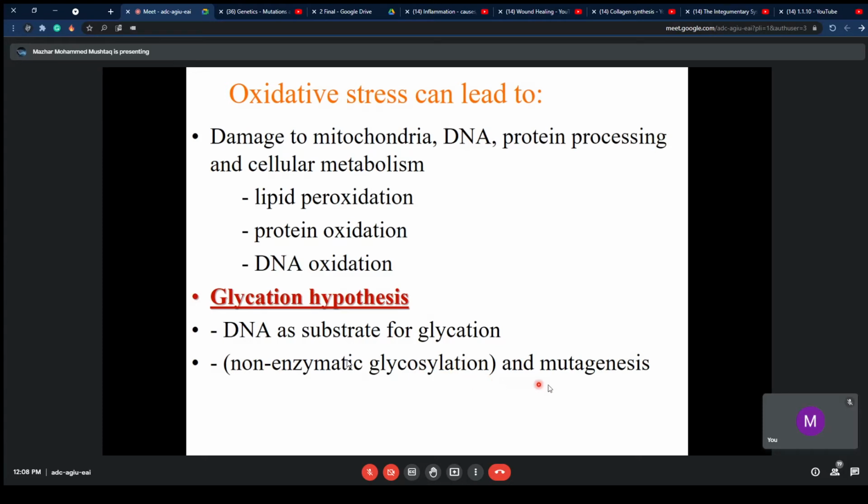And eventually one can end up with mutagenesis, or you can have damage. If it is damaging some sort of DNA, that would result in the accumulation of mutations in the DNA. So this is all because of ROS production, oxidative stress, and an increased amount of glycation, or glucose molecules, in the circulatory system.